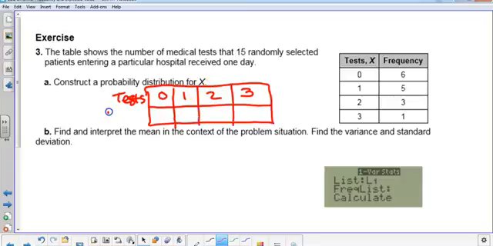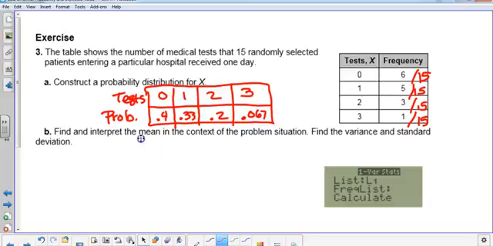All right, we need the probability here, not the frequency. So what do we have to do? Divide these by 15, which is 0.4, 0.33, 0.2, 0.067. Thank you very much.